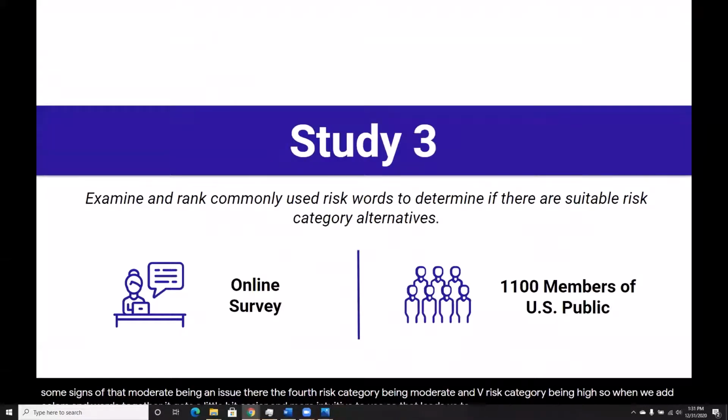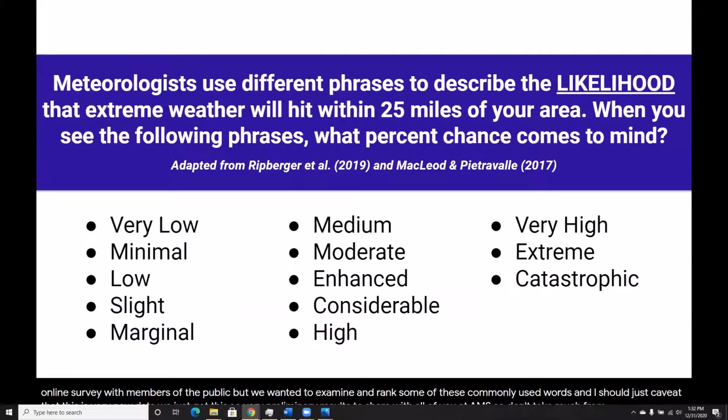So that leads us to study 3, which, if you will recall, is again an online survey with members of the public, but we wanted to examine and rank some of these commonly used words. And I should just caveat that this is very new data. We just got this, so very preliminary results to share with all of you at AMS. So don't take much from it. We'll be able to explore a little bit more of it once we get a little bit more into the new year. So here's the question that we asked people. Meteorologists use different phrases to describe the likelihood that extreme weather will hit within 25 miles of your area.